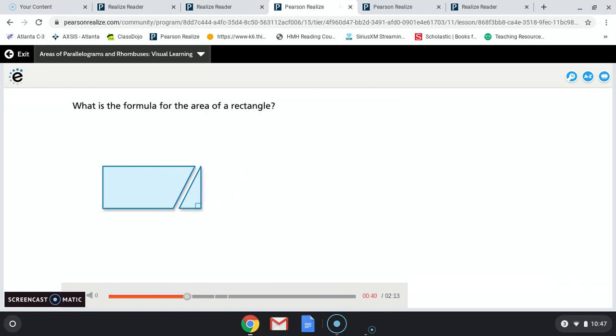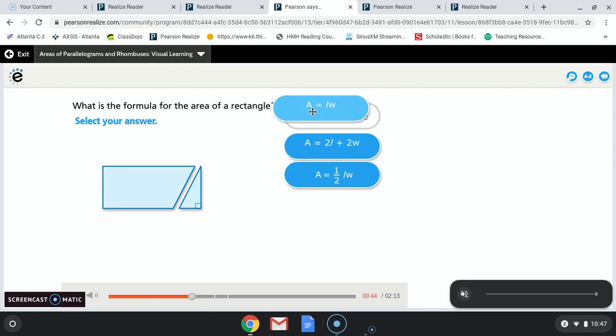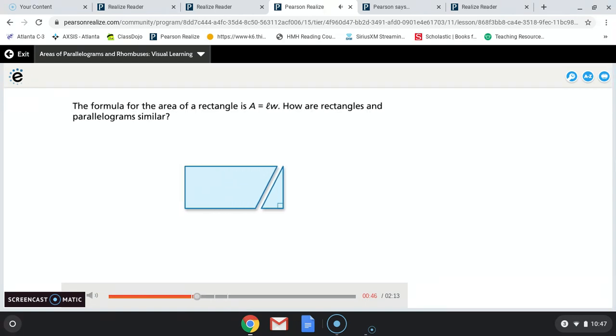What is the formula for the area of a rectangle? Select your answer. Okay, so this should be, sorry, technical difficulty there. This should be a review. We know that when we find the area of a rectangle, we use what? Length times width. So I'm going to select the bottom one. The formula for the area of a rectangle is area equals length times width.